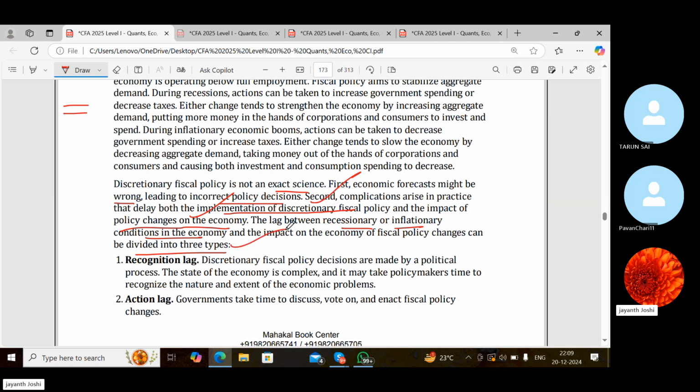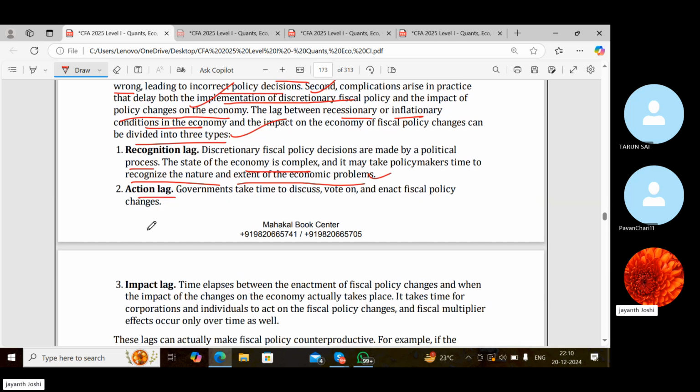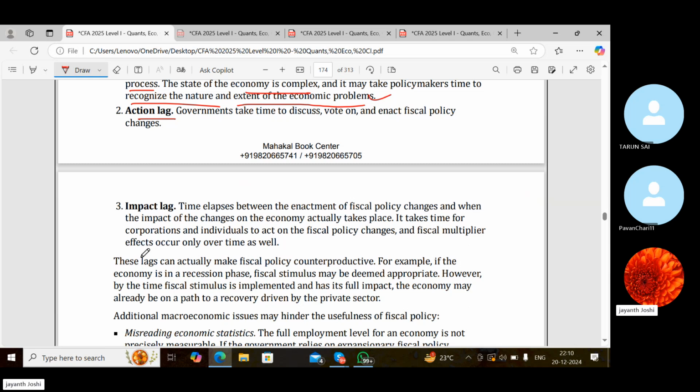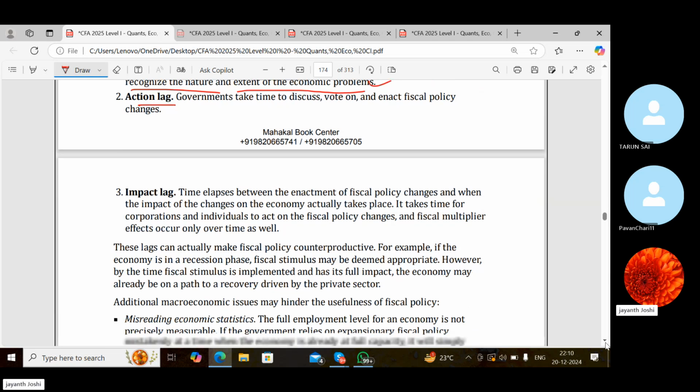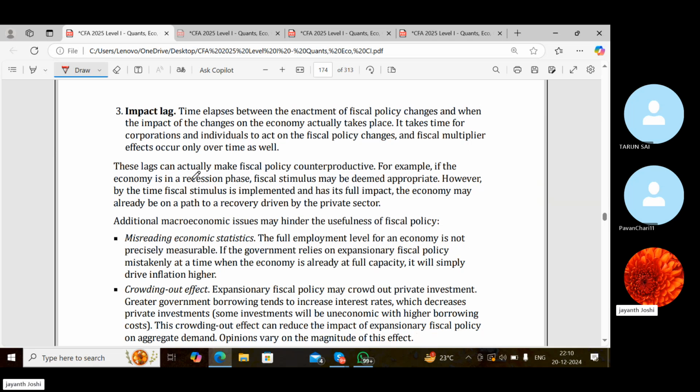First, recognition lag. Discretionary policy decisions are made by a political process. The state of the economy is complex and it may take policymakers time to recognize the nature and extent of economic problems. So that will take time for them to implement the policy. Second, action lag. The government will take time to discuss, then voting happens, and again it will take time for them to implement. Third, impact lag. If all this is lagging, then the impact will be very slow and will be seen much later. These lags can actually make fiscal policy counterproductive.